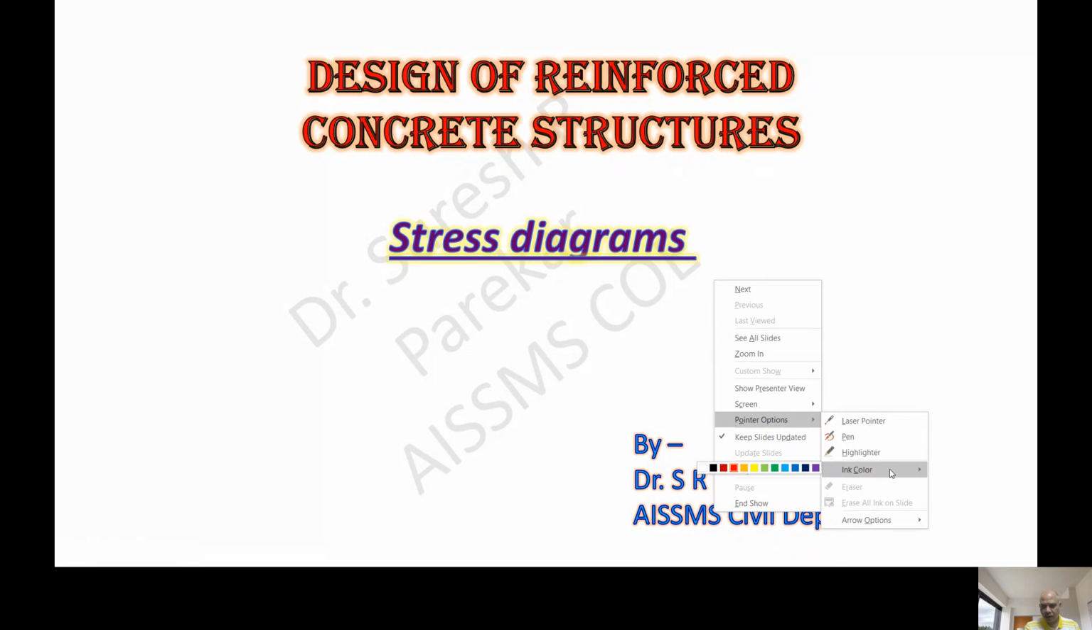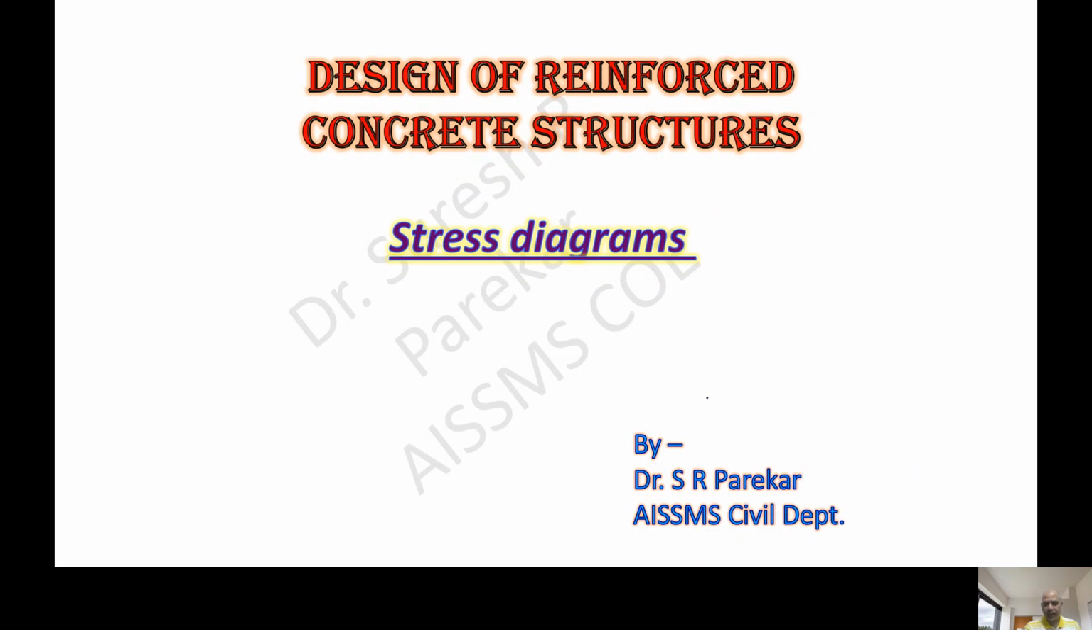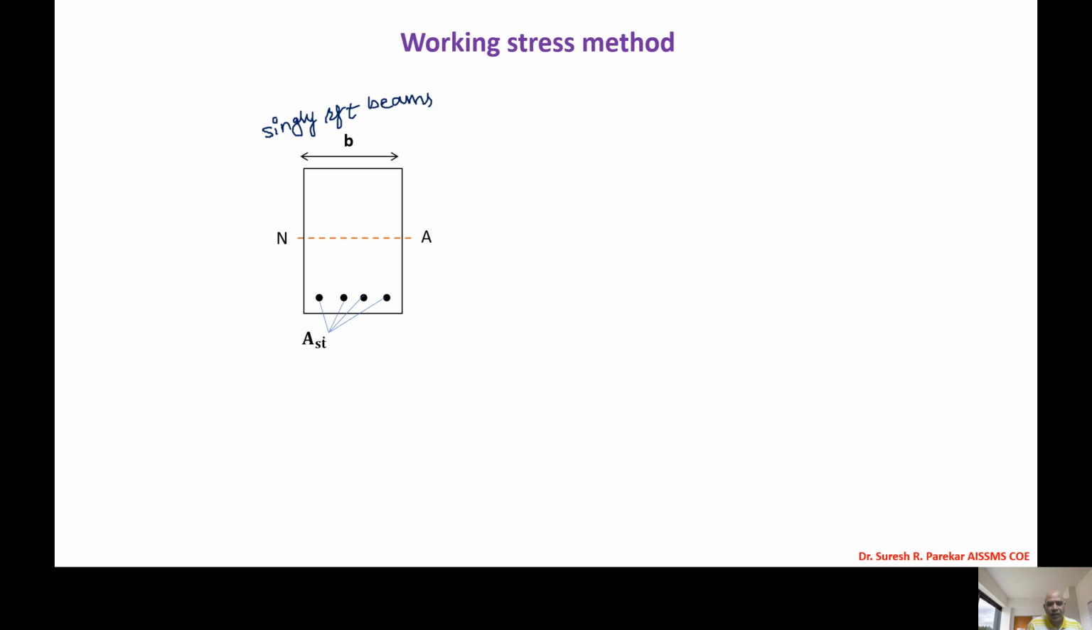Good afternoon. Today we are going to see the stress diagrams, and we are going to see two methods for the stress diagram. First, we are going to see the working stress method. Let us consider a singly reinforced beam. Why singly reinforced? We have AST, the area of steel on the tension side. If steel is on the tension side, then we have singly reinforced beams.